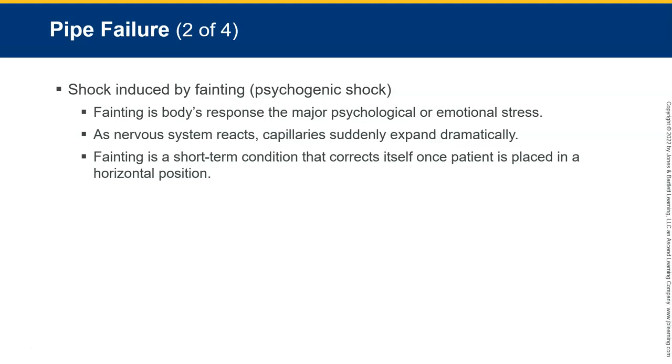Shock induced by fainting, so psychogenic shock. Fainting is kind of the body's response to a major psychological or emotional stress. As the nervous system reacts, the capillaries suddenly expand to sometimes 3 to 4 times their normal size. In fainting, that's just a short-term condition. It corrects itself once the patient's placed in a horizontal position.